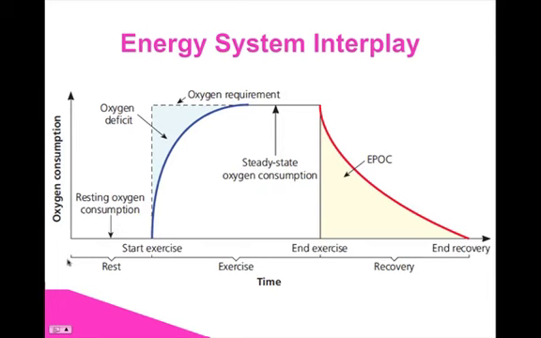So you've seen this graph many times before. It shows the oxygen consumption during exercise. So down the bottom we've got an increase in exercise time. Here exercise stops, and here is where exercise starts. So at the start of exercise, you know that the oxygen supply and demand are not equal.